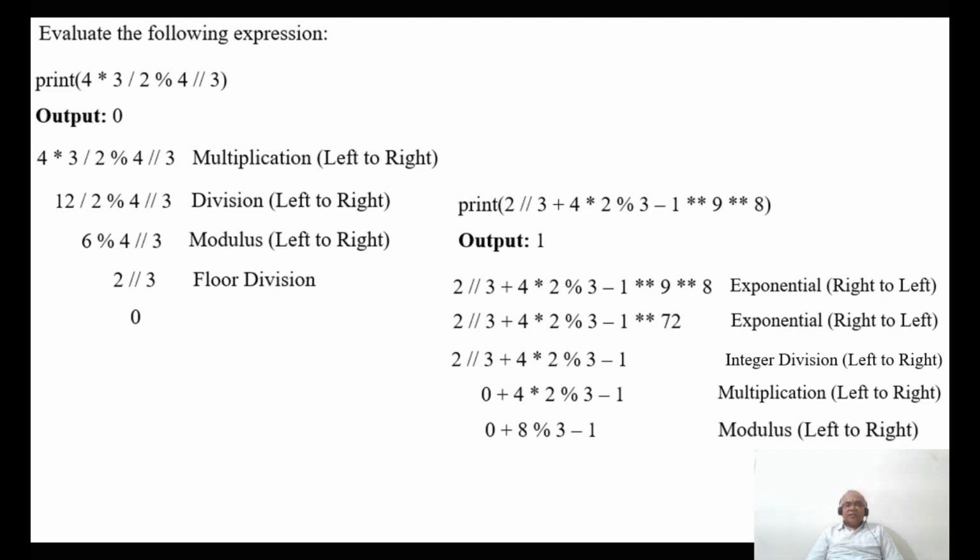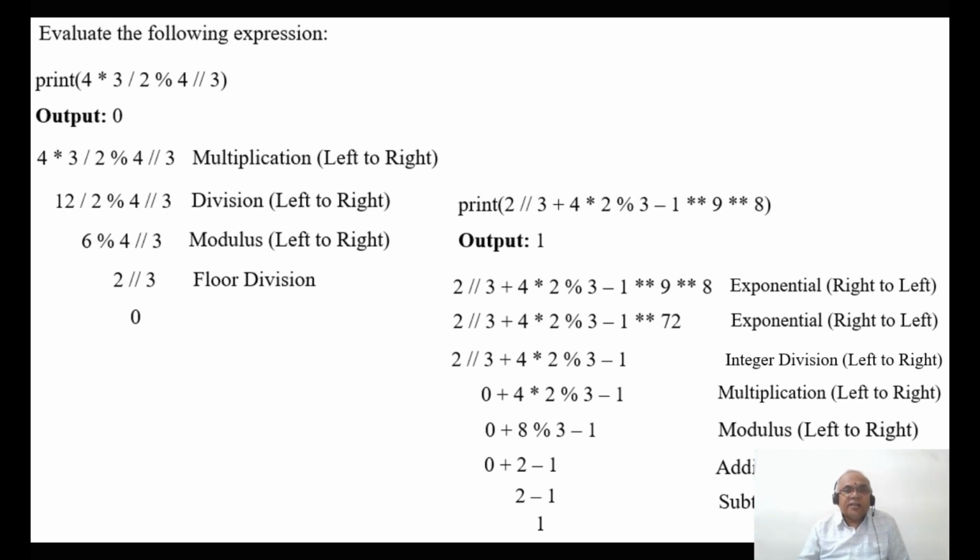0 plus 8 divided by 3, how much is the remainder? 3 2s are 6, so 2 is the remainder. So 0 plus 2 minus 1. Plus and minus have the same precedence, so it is from left to right. 0 plus 2 becomes 2, so 2 minus 1, with only one operator, subtraction, becomes 1. So the output you get is 1.